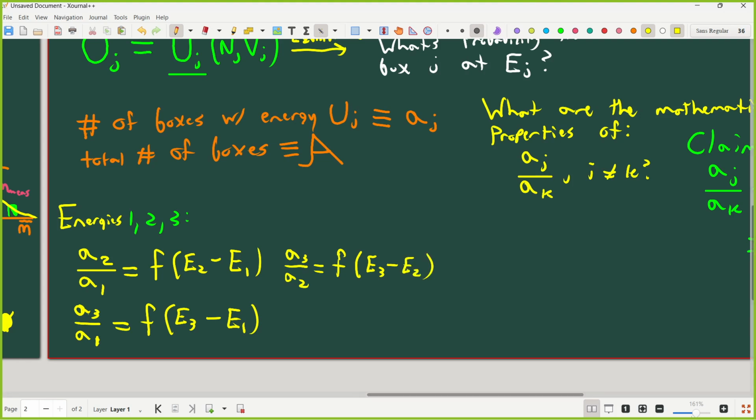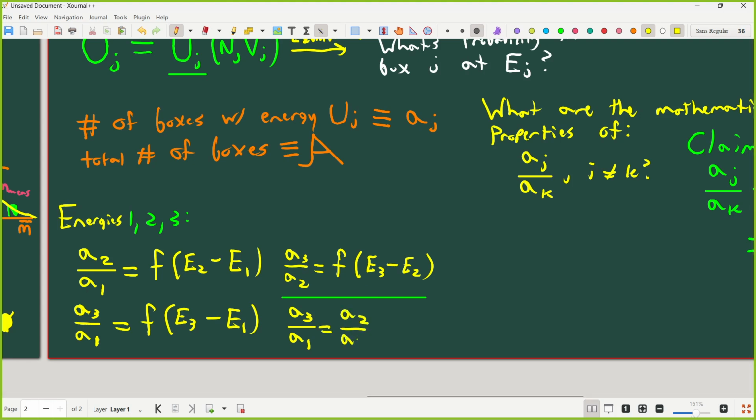Okay, but we're just comparing ratios of 3 different boxes, or 3 different counts, if you will, right? These are just the counts of the number of boxes with that given energy. So we have these ratios. We can relate the ratios to each other. Just through the distribution law, a little bit of algebra, we can always write that A3 over A1 is equal to A2 over A1 times A3 over A2.